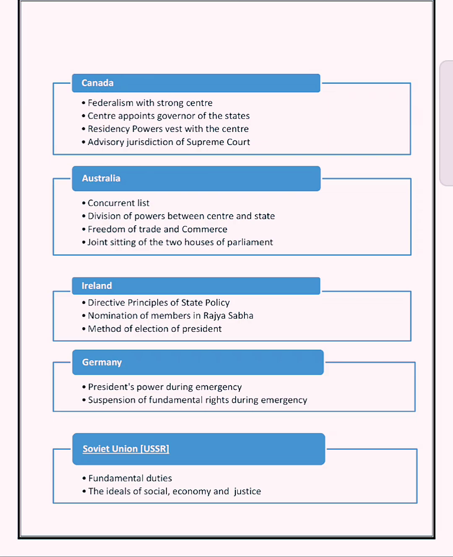The next source of the Indian constitution is the Australian constitution, and from the Australian constitution we have taken provisions like concurrent list, division of powers between center and state, freedom of trade and commerce, joint sitting of the two houses of parliament.